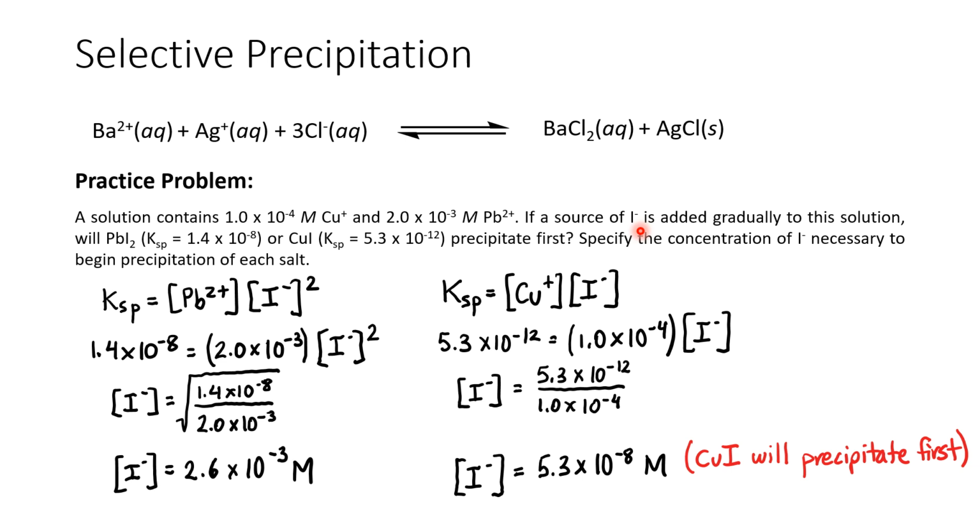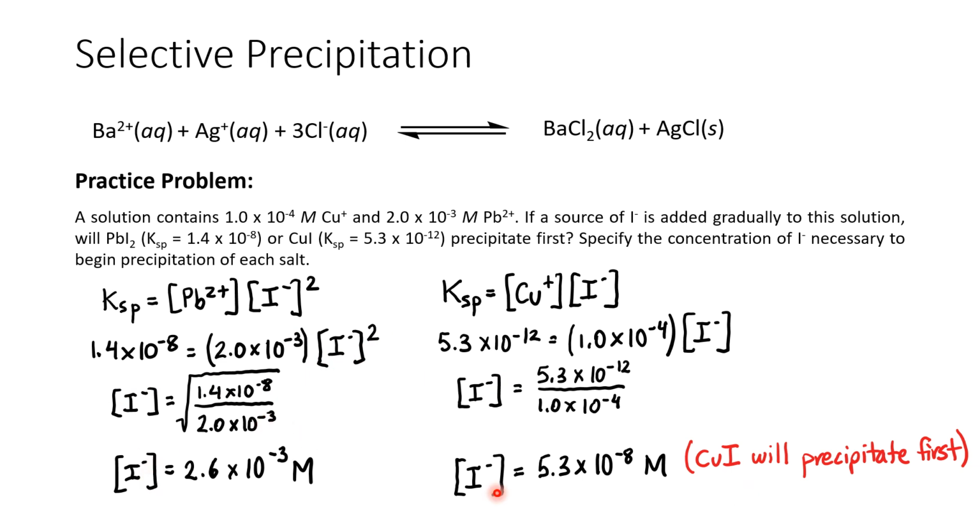If you write the KSP for each of them, KSP is equal to the concentration of Pb2+ times the concentration of I minus squared, because there are 2 I's. And for the copper iodide, KSP equals the concentration of copper plus times the concentration of I minus. You plug in the KSPs that were given in the problem. You also plug in the concentrations of your ions. It said you have this amount of lead, so I'm plugging that in here. They gave you the amount of copper in molarity, and you plug it in over here. And check this out, you solve for I minus in this case. That's the only variable that's left here.